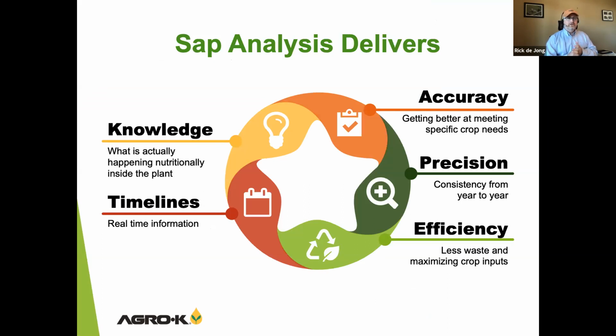Think of accuracy and precision as: accuracy is if I can throw the dart at the dartboard and get to the center. Precision is if I can do that over and over and over again. And we're now able to do that on sap analysis. And that's given us efficiency. We're wasting less fertilizer and we're maximizing crop yields.